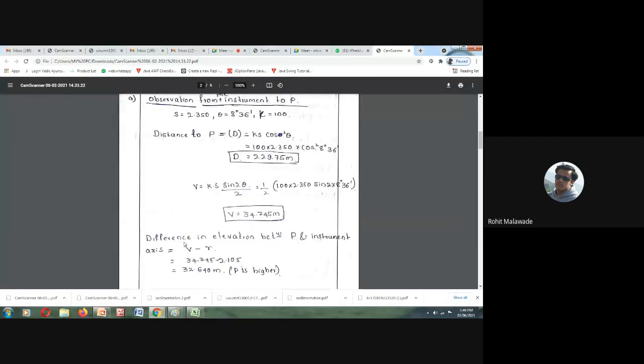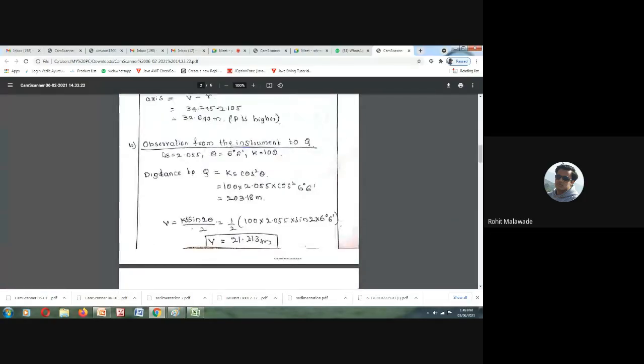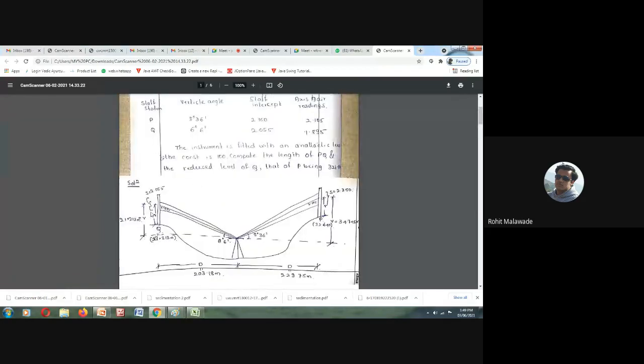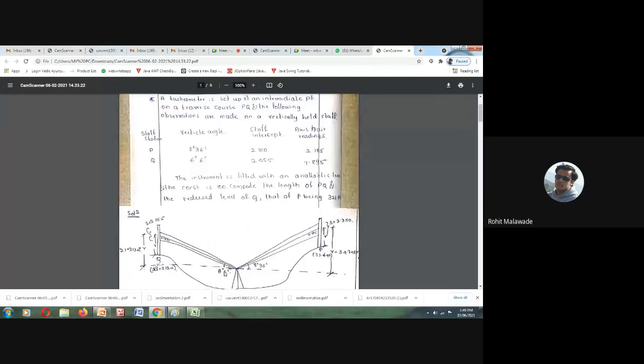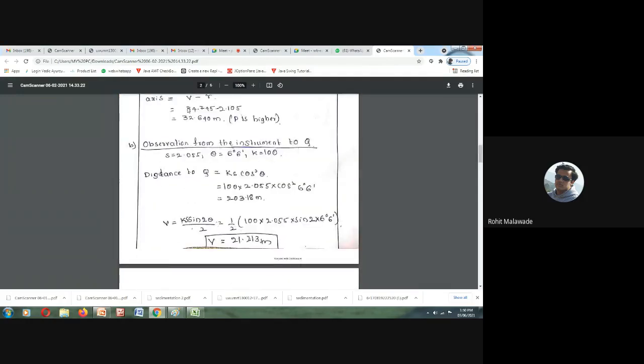Now we will see the observation from the instrument to Q. S is already given: the difference between the top and the bottom crosshair is 2.055. Then we have a theta value of 6 degrees 6 minutes, and the axis hair reading, that is the crosshair reading, 1.895. From this we can determine the distance to Q.